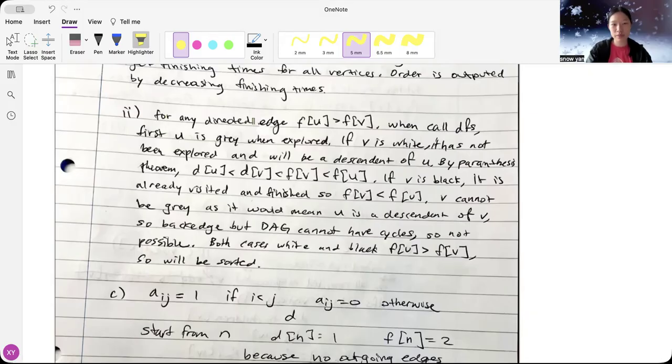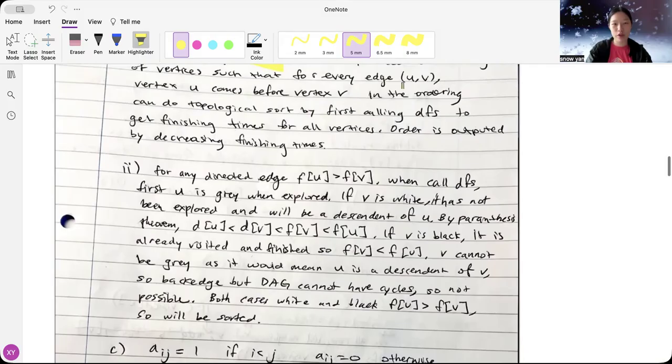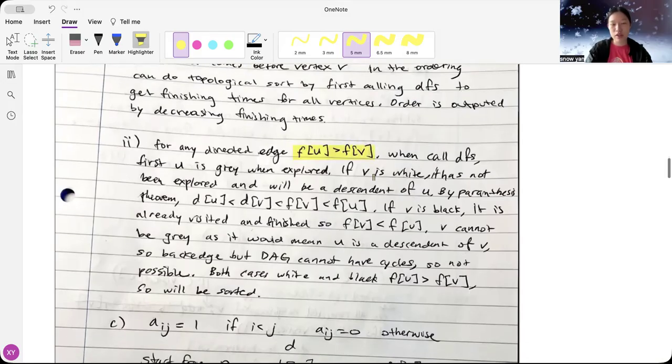Here what I said was basically that for a directed edge (U, V) inside the edges, f[U] is greater than f[V], because we just want to see the finishing times, right? So when we call DFS, we first have U, and because we already found U but haven't finished exploring it, it's gray technically. And then next, we break it down into 3 scenarios, whether V is white, gray, or black.